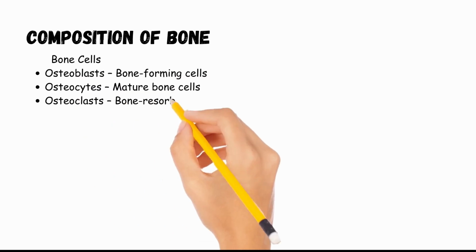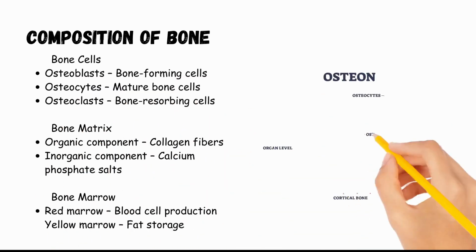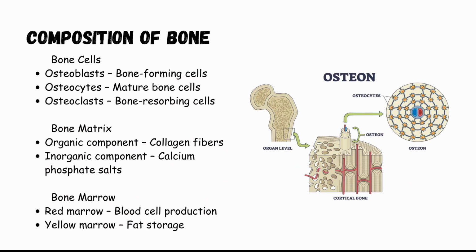Bone is a living connective tissue composed of cells and matrix. There are three main types of bone cells: osteoblasts, responsible for bone formation; osteocytes, mature bone cells that maintain bone tissue; and osteoclasts, responsible for bone resorption. The bone matrix has two components: the organic part, mainly collagen fibers, providing flexibility; and the inorganic part, calcium phosphate salts, providing hardness.